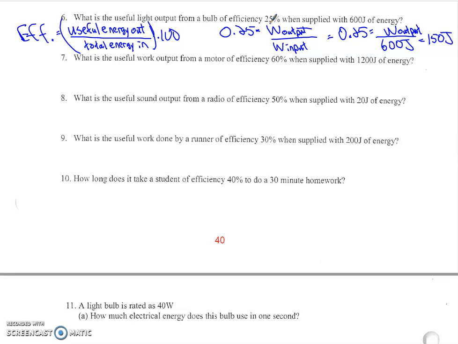And what you should expect when you're doing these is things are not 100% efficient. So you should expect the work output to be a smaller number than the work input.